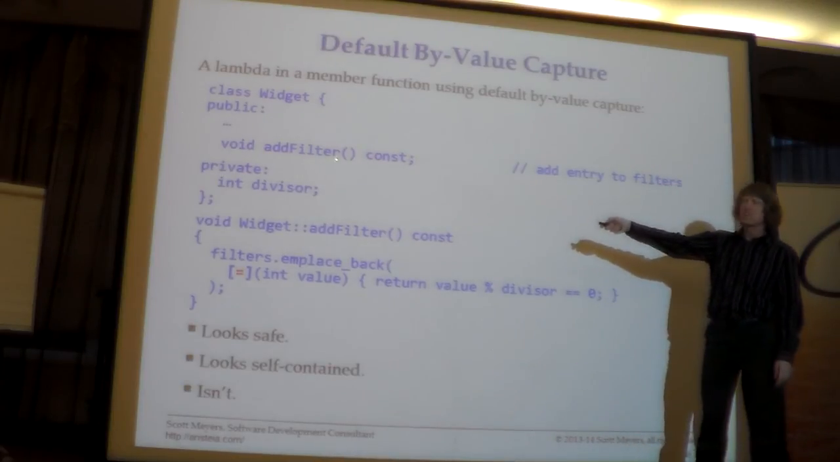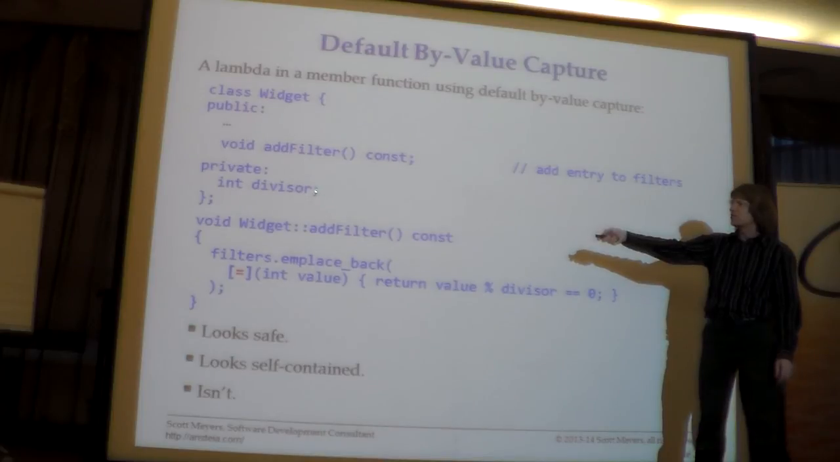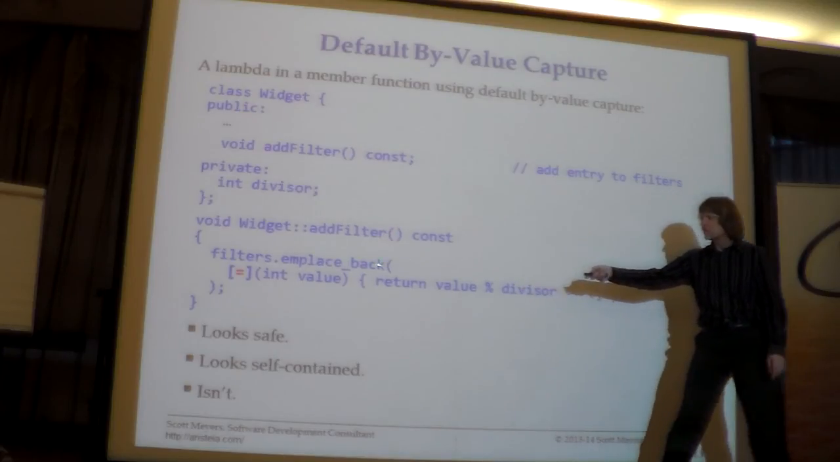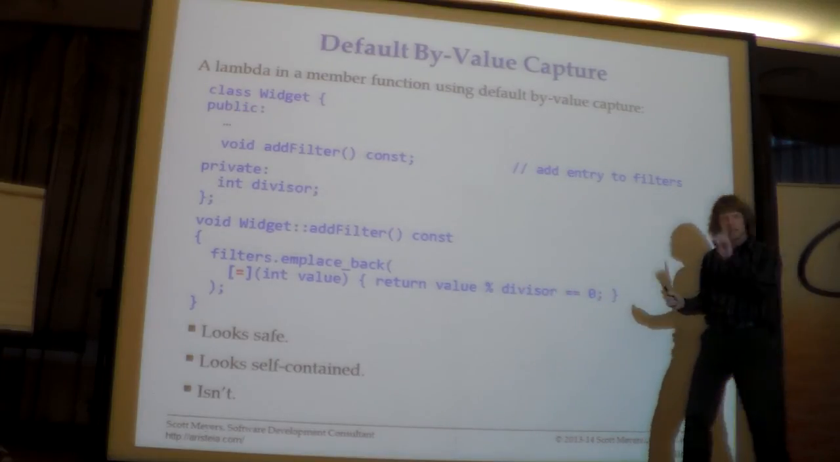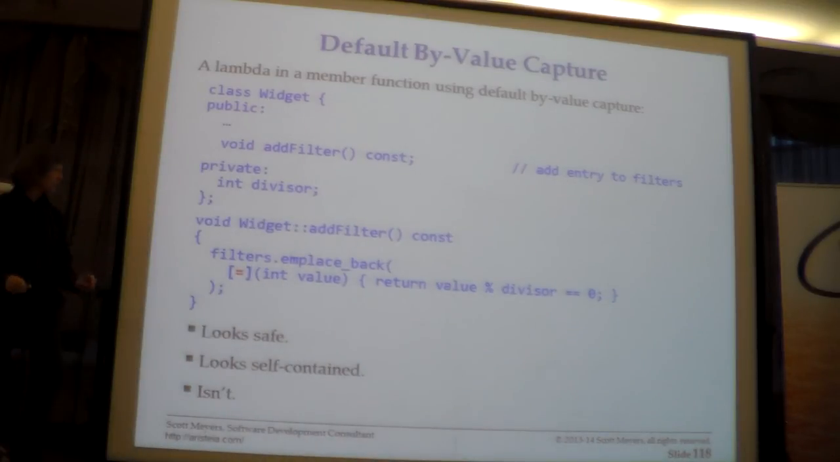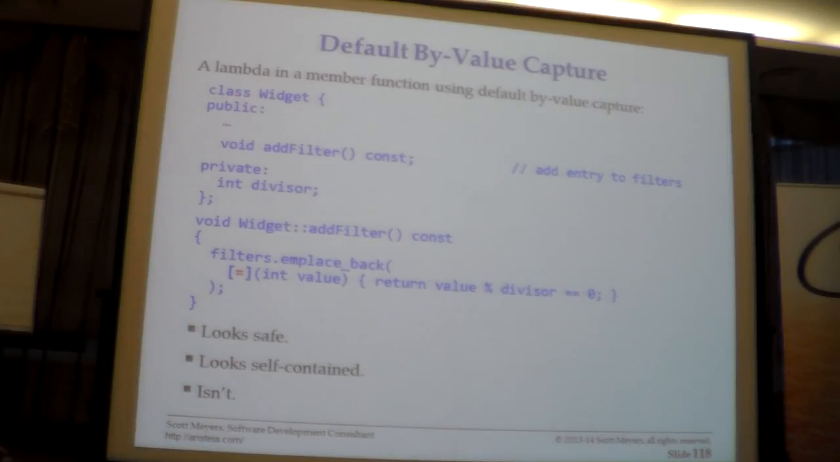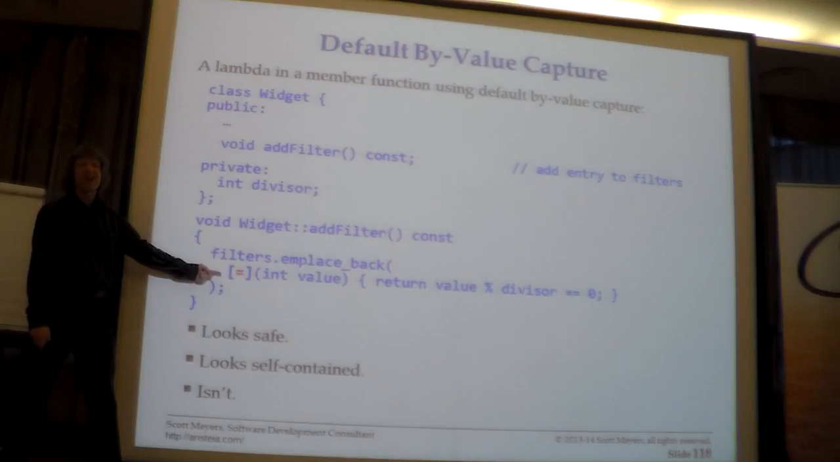Here's a class Widget. Here's a function to add a filter. Here is a data member divisor. So here's Widget::addFilter. So I say, great, I'm going to do it in place. Same code I had before, but now I am so cool. I am doing it by value. I mean, this looks about as safe as you can possibly get. It looks safe, it looks self-contained. It is neither one of those things. This does not capture divisor. Code compiles, code runs, might work.